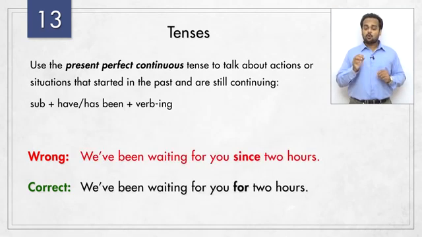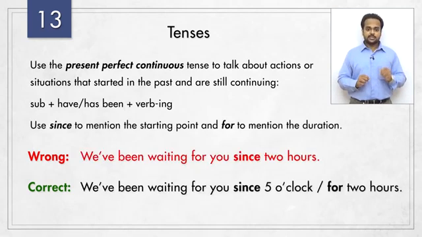It should be, we've been waiting for you for 2 hours. You use since if you mention the exact time that the action started. We've been waiting for you since 5 o'clock. But if you say the duration, that is the amount of time, you use for.